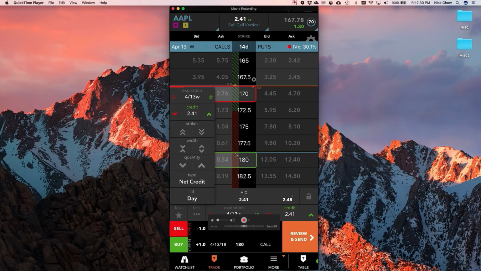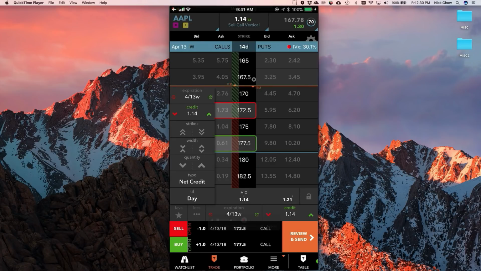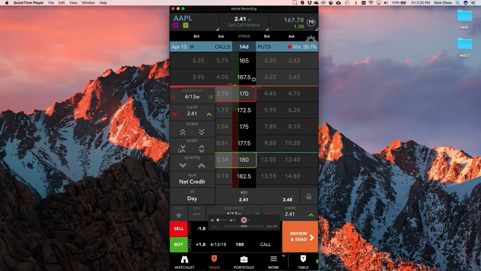If I want the width to be wider or tighter, I'll go like this, and it'll bring it in. I hit the widths here, and you can see it changes like that.